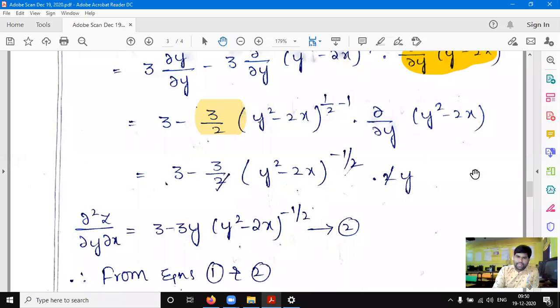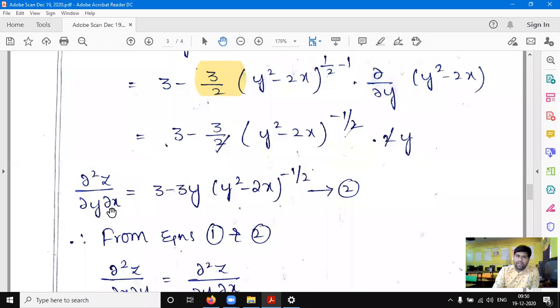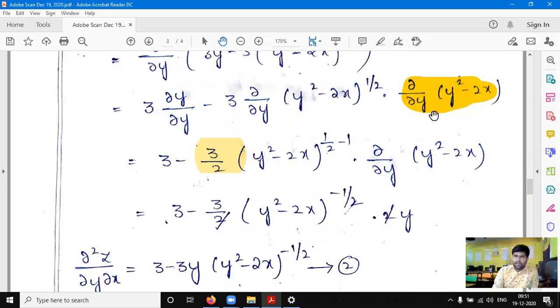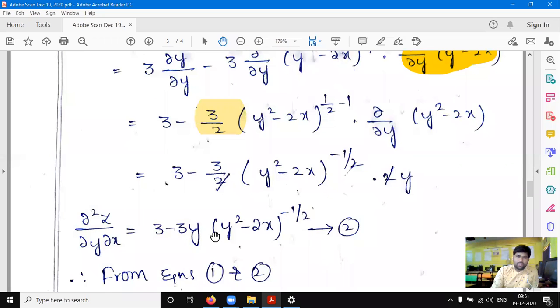So here the 2 gets cancelled. The remaining term: dou square z by dou y dou x is equal to 3 minus 3y into (y square minus 2x) whole to the power of minus 1 by 2. So this is equation number 2. Here you don't write the earlier step, because we did not do partial differentiation there, but again applied partial. Only write this: equation number 2.